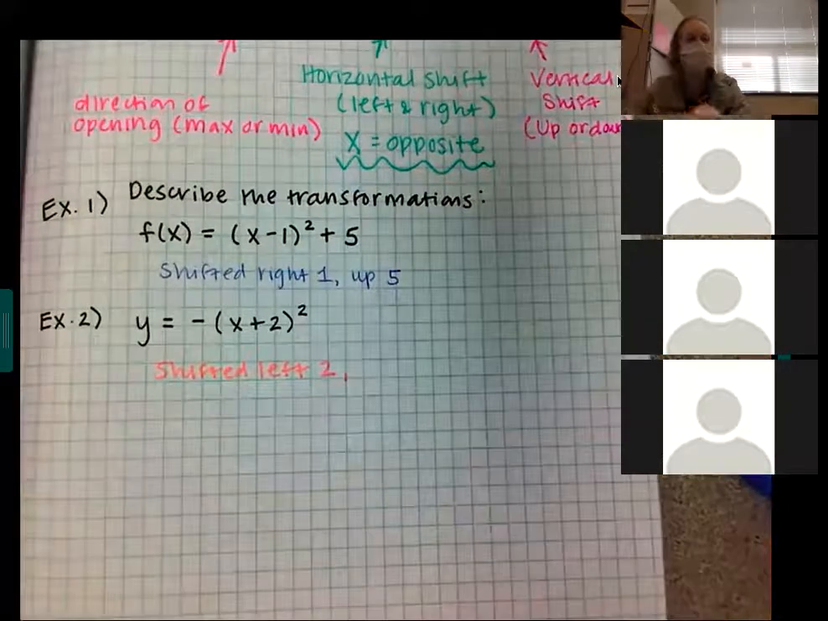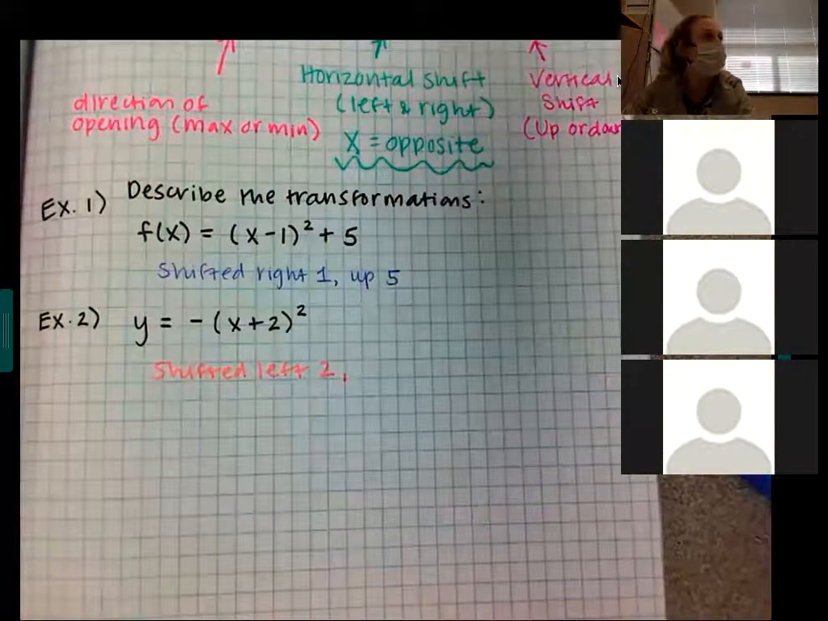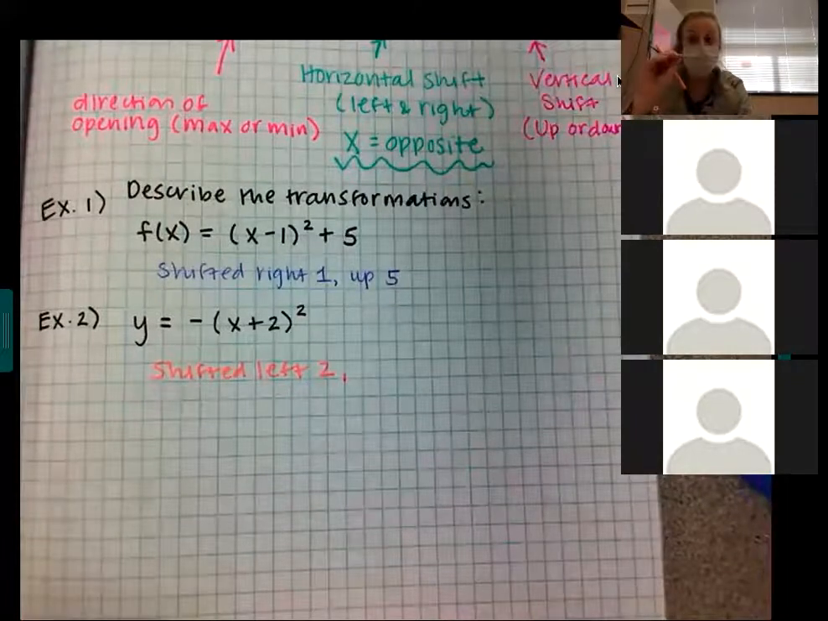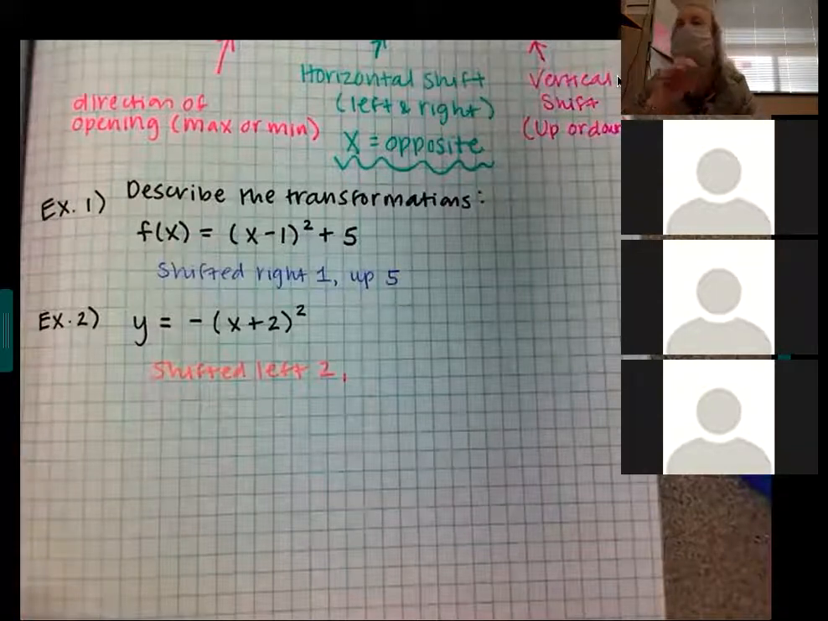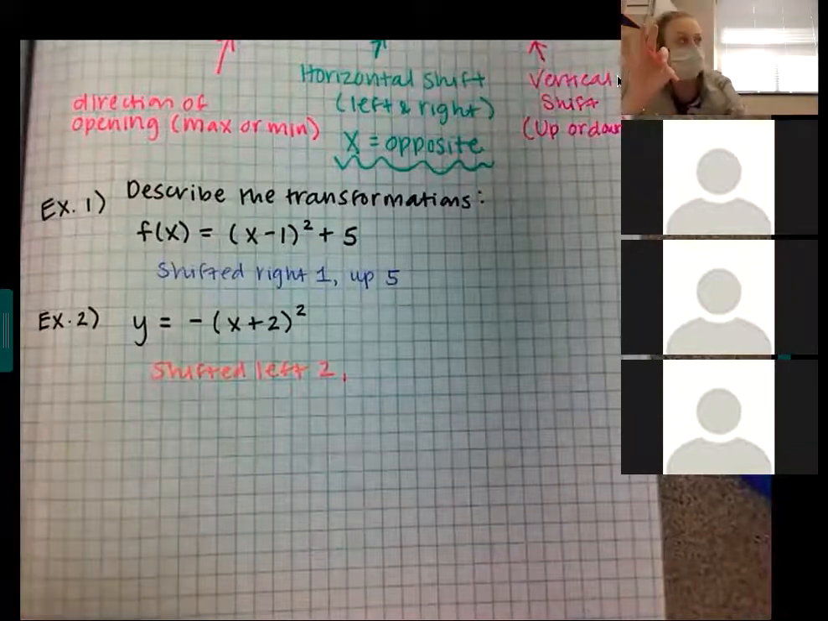Now, what else is different about this one? Good. So it didn't go up or down. So the vertex... Huh? Does it have a -a? Yes. Okay, good. There's a -a.